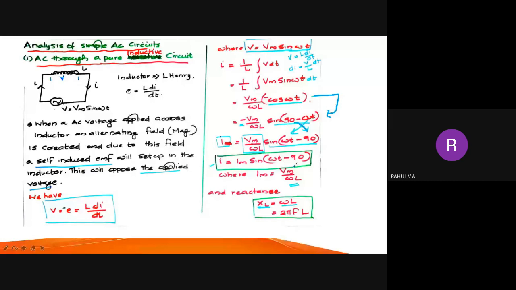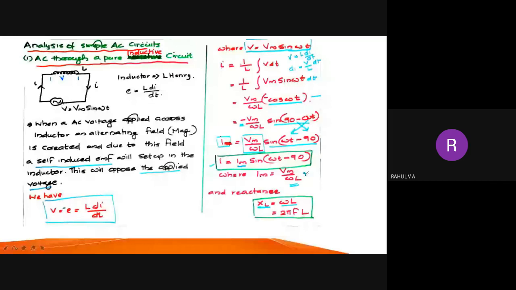And finally, I think this is still clear for you. After this step, we know that voltage divided by some term is always current. So I can write Vm divided by omega L is equal to Im. So I is equal to Im sin omega t minus 90, where Im is Vm divided by omega L.